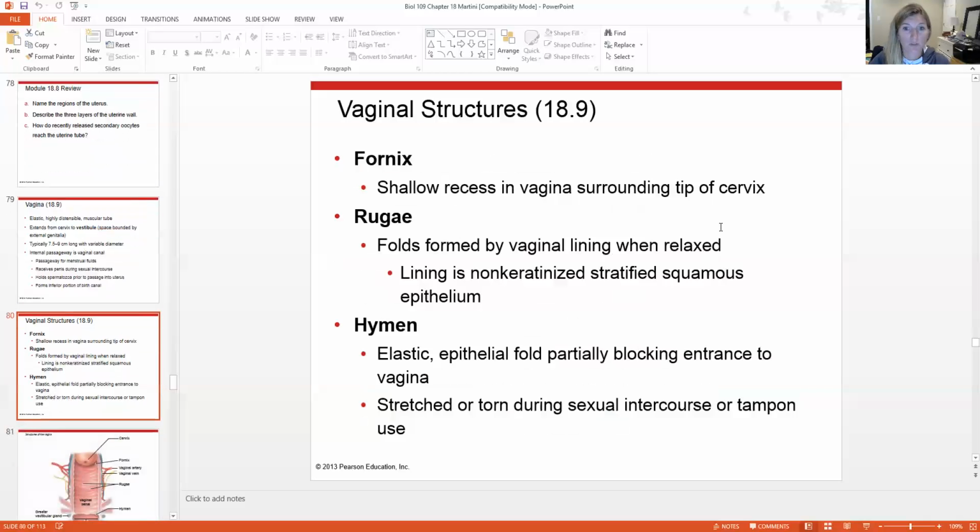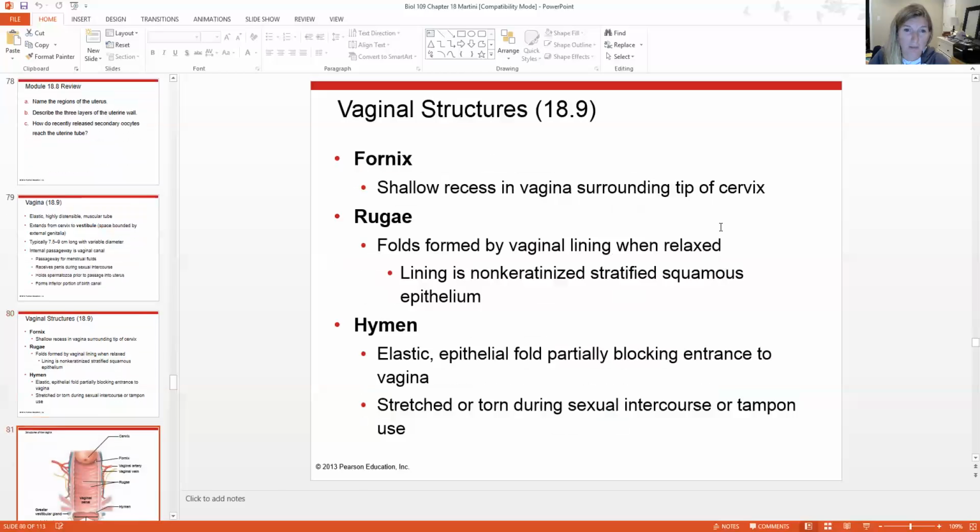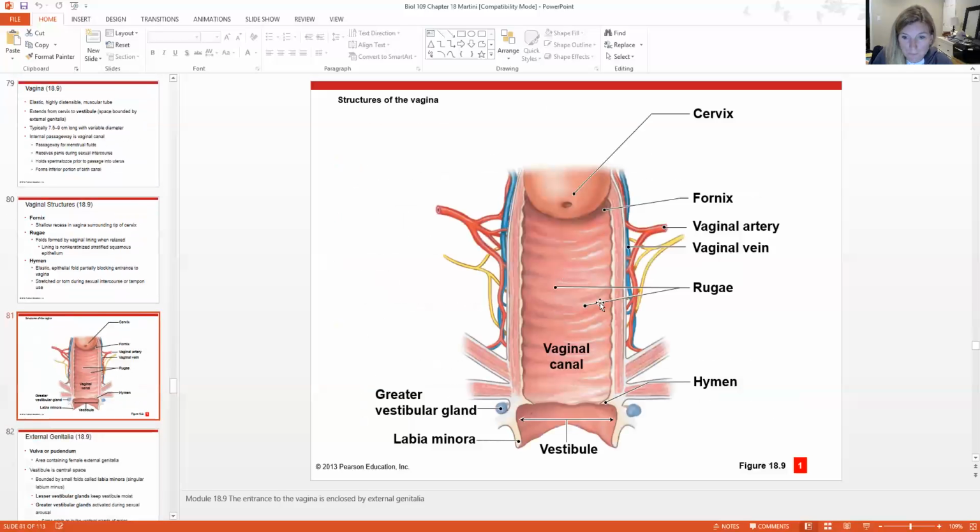It has a fornix, which are the recesses around the cervix. The rugae are the little folds which allow it to expand, and the hymen, which is an epithelial fold that blocks the entrance to the vagina. It's stretched and torn during intercourse or tampon usage. So the hymen is this little extra piece right here, the vaginal canal with the rugae, the fornices or fornix on either side of the cervix.